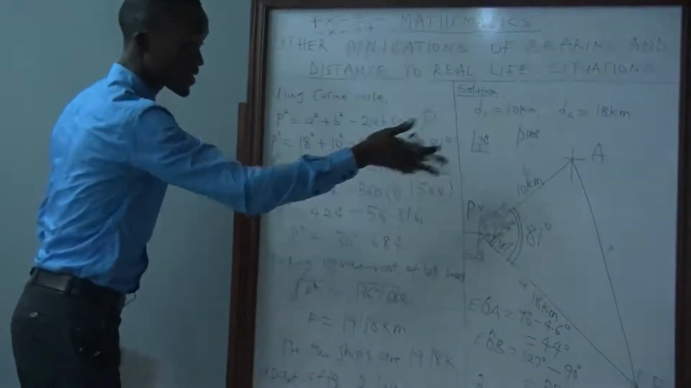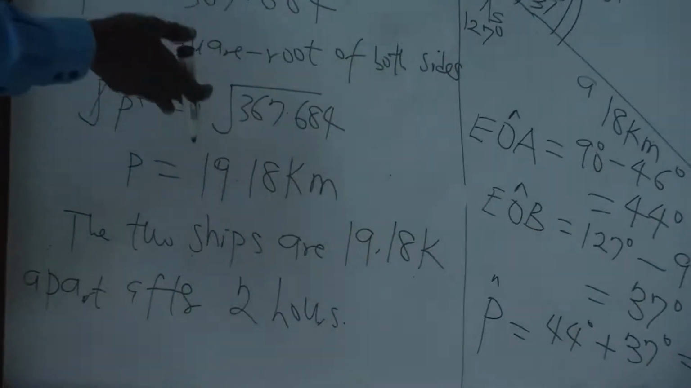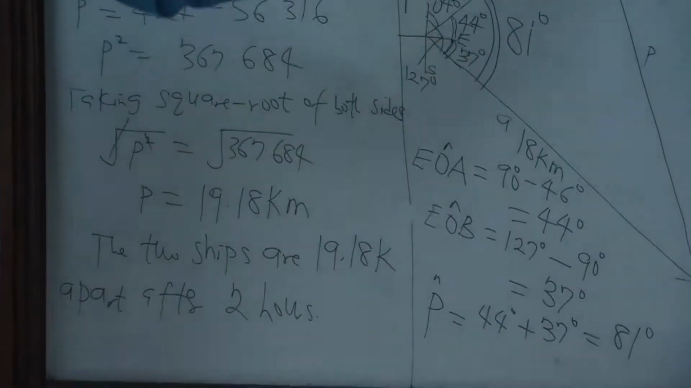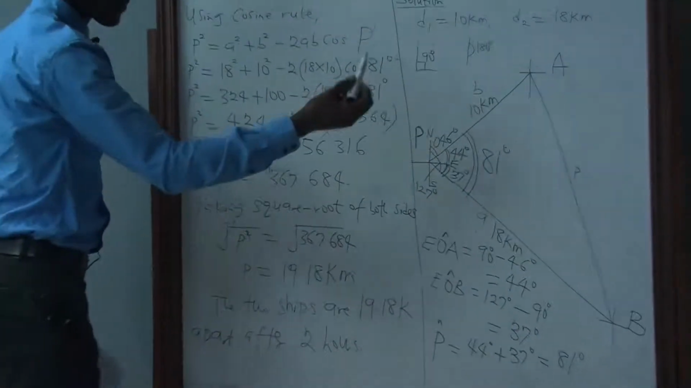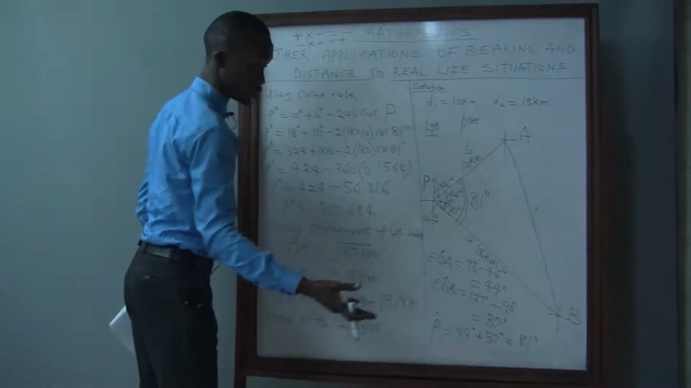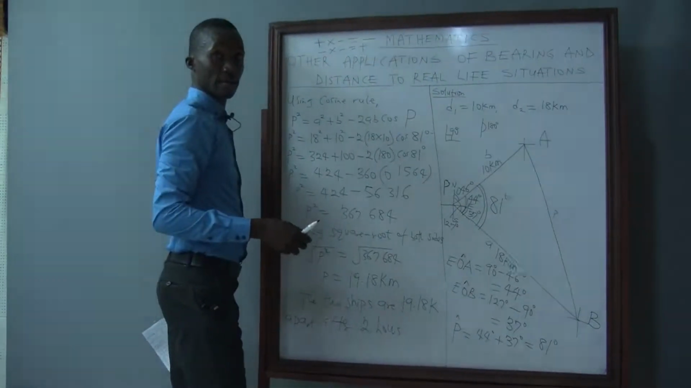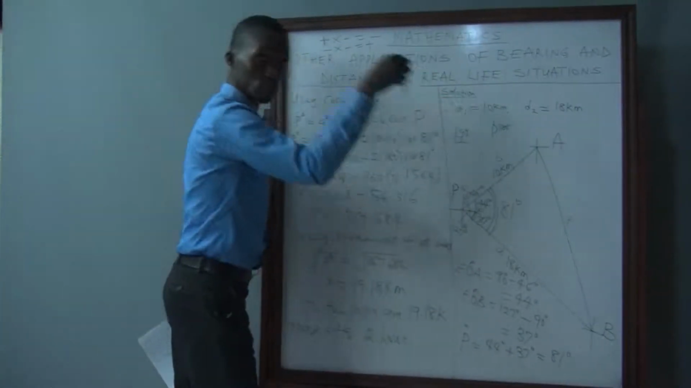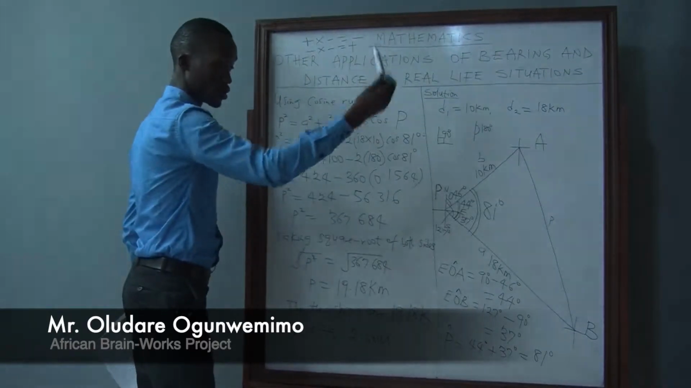So the two ships, after going on different direction, on different bearing as well, and covering different values of distance, they are 19.18 kilometers apart. Even me looking at this diagram, before going on with the calculation, we notice that line AB is the longest line there. So when we are solving this and we are having an answer that is less than 18, then we should check what we are doing, because something might have gone wrong in the course of doing the calculation.